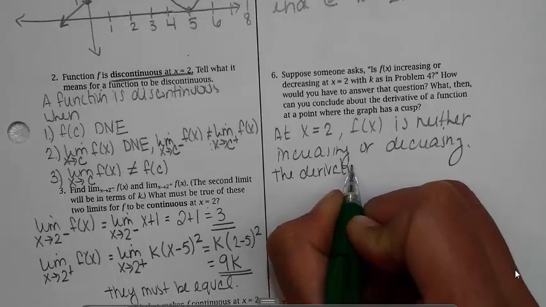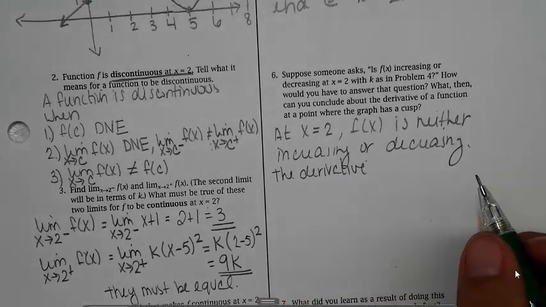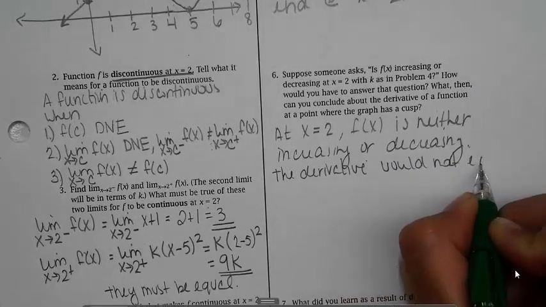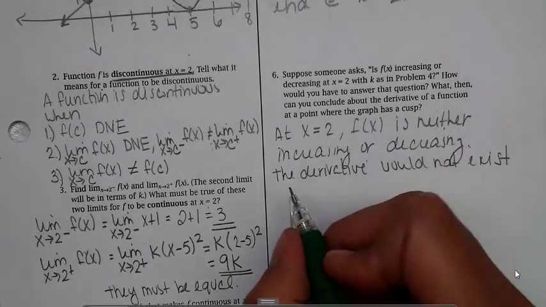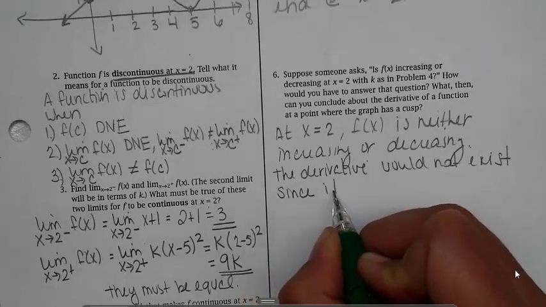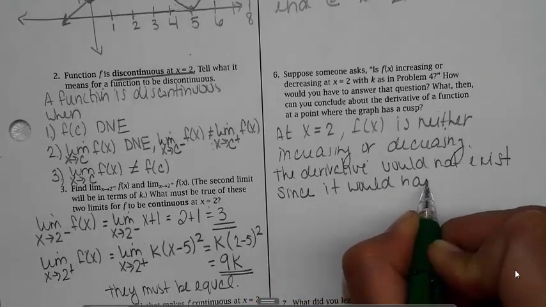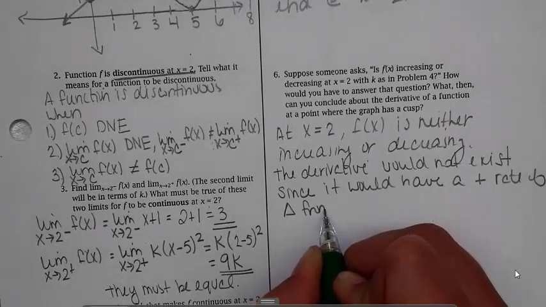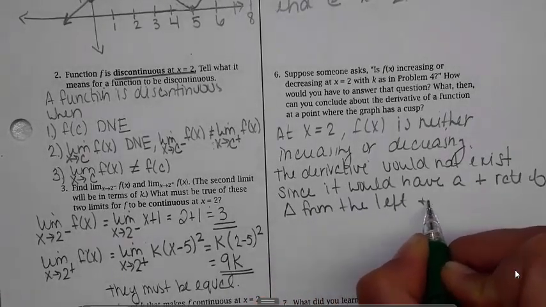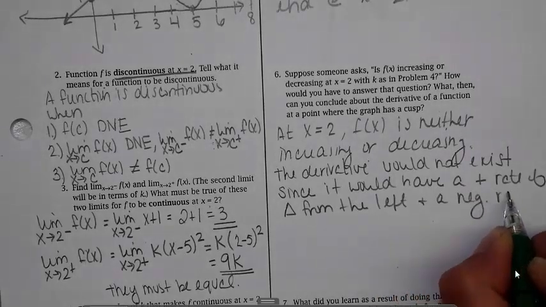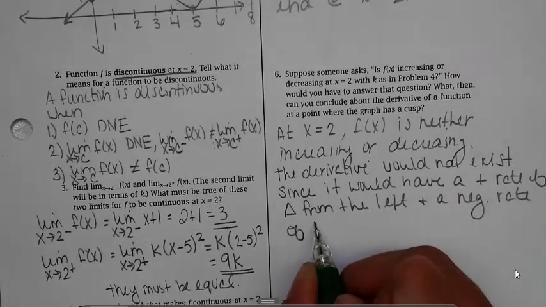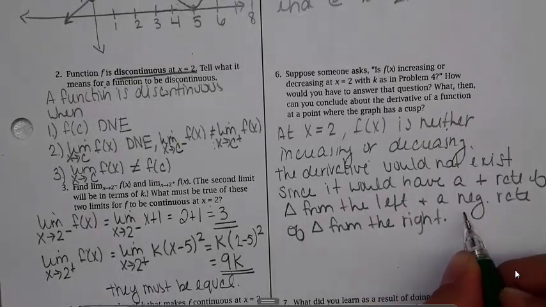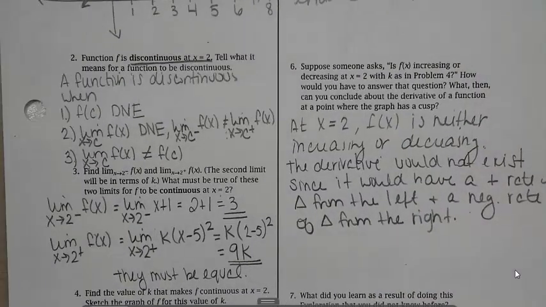The derivative would not exist since it would have a positive rate of change from the left and a negative rate of change from the right. We'll just leave it at that.